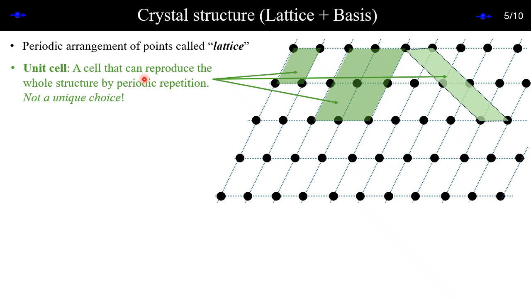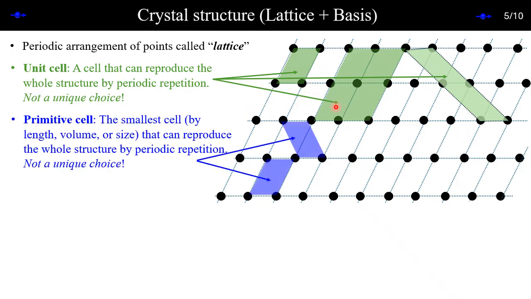Okay. So now you can see some of the cells are bigger. Of course, some of the cells are smaller. Right? So we must have the smallest one. So we'll have the smallest cell, and we call it a primitive cell. So all primitive cells are unit cells, but not all unit cells are primitive cells. So this is the smallest one.